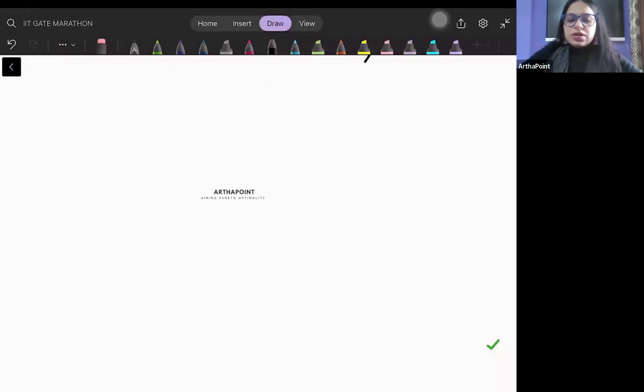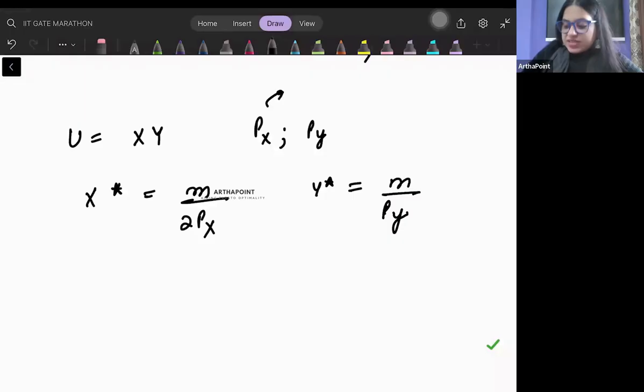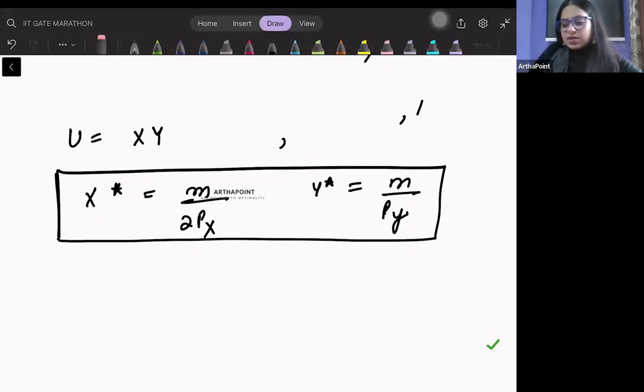No, beta. We don't have to assume prices are equal. If your utility function is xy, px and py can be any value, it does not matter. x star will always be m by 2px, y star will always be m by 2py. Now px can be 4, py can be 10, px can be 1, py can also be 1, it does not matter. You will always have x star m by 2px and y star m by 2py. That will not change. That will always be the same.